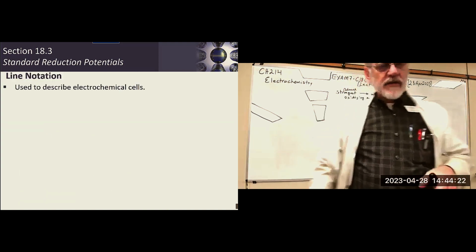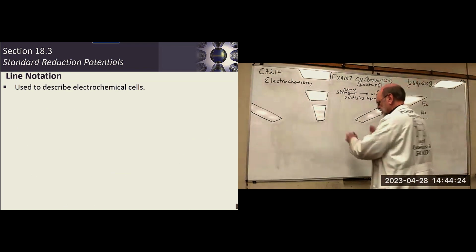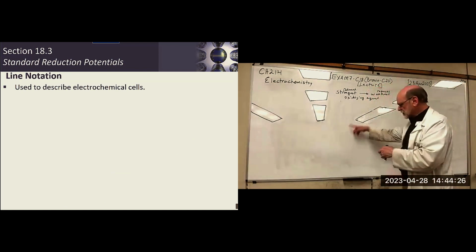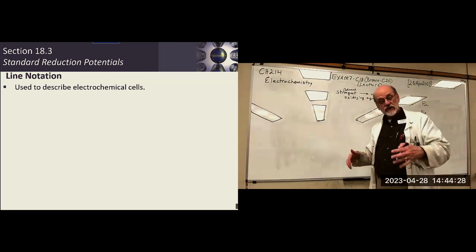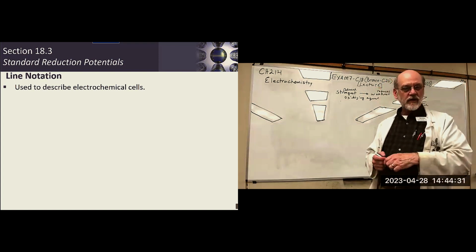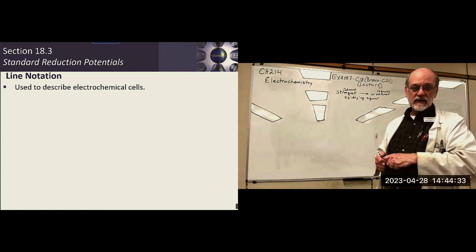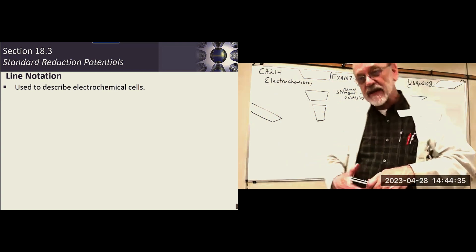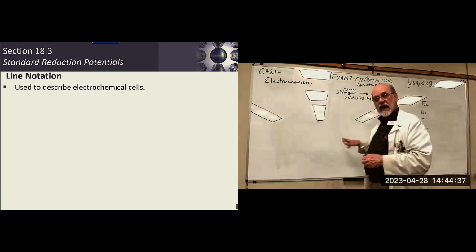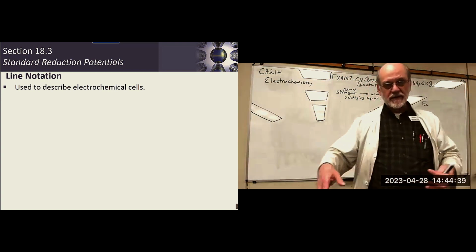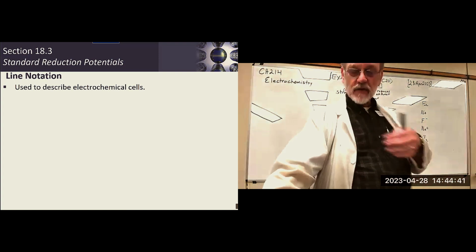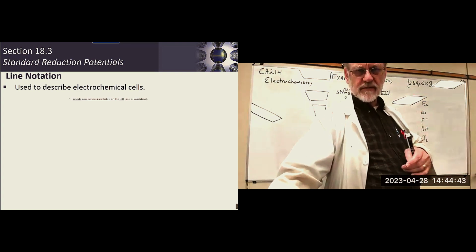All right. So instead of drawing this picture with anode, cathode, and a circuit and a bridge, which you can do, we need a shorthand version, and that's called line notation. The line notation is written out in the same order as the picture, with the anode on the left and the cathode on the right, but we need some conventions.